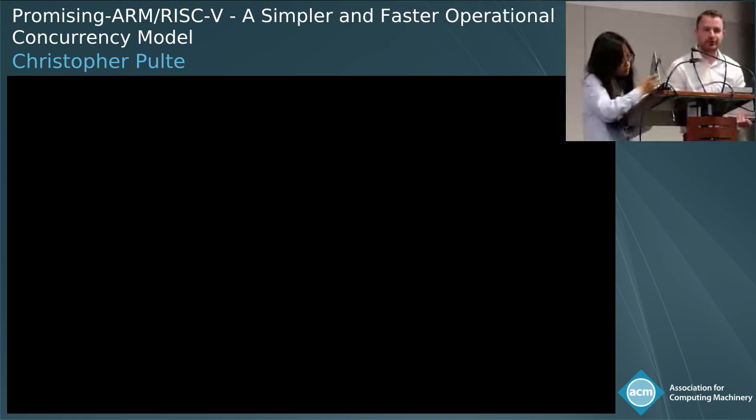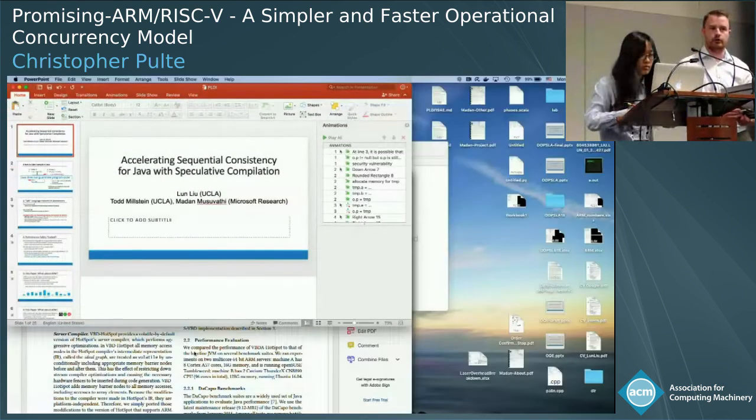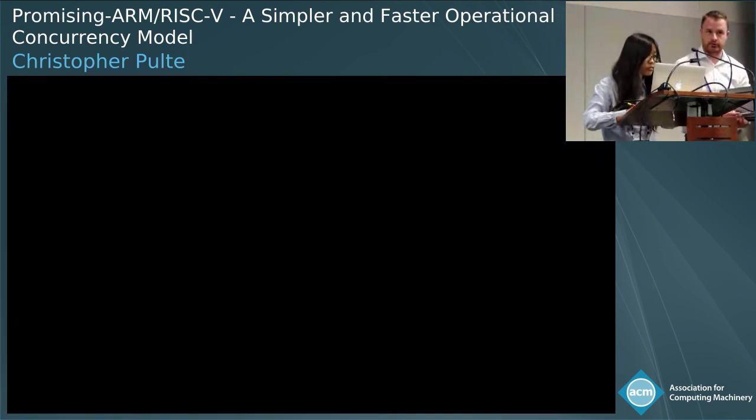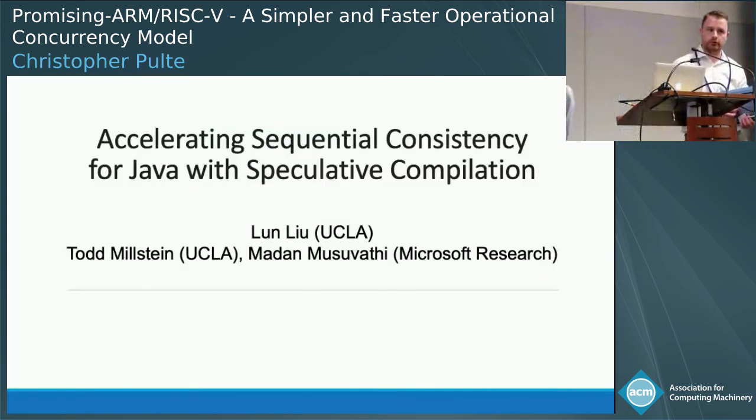That's a good question. We're looking at that at the moment. So there's been a program logic for the promising model for C11 concurrency. So this might be instructive in building one for this model. But yeah, we're in the process of working on one. We'd be interested in talking about that, but yeah.